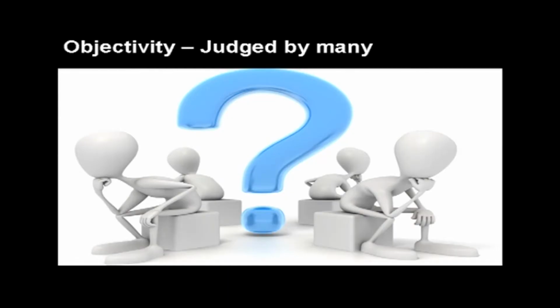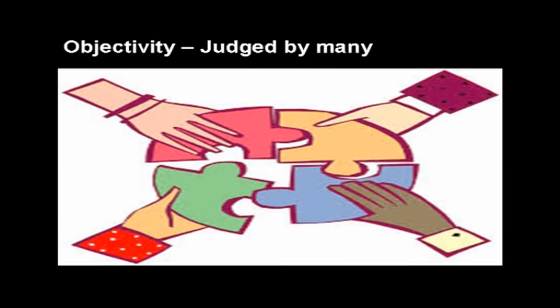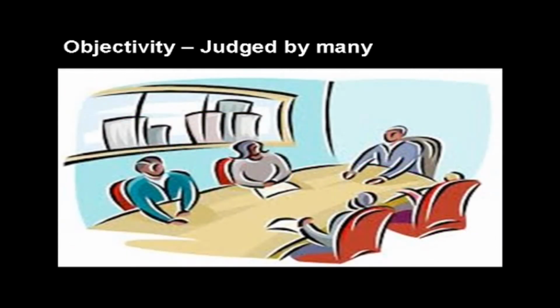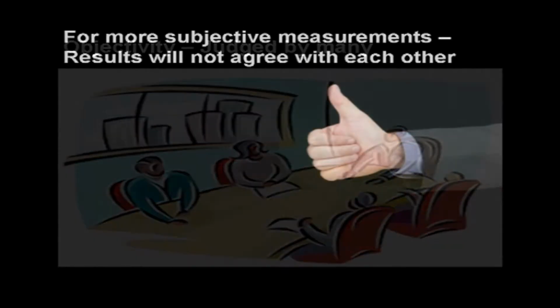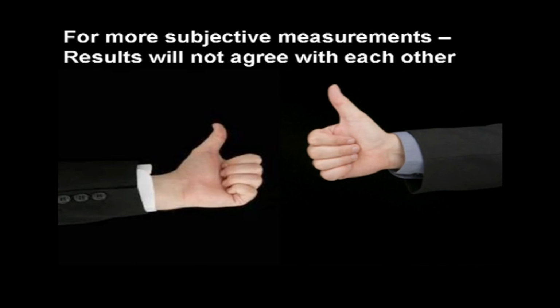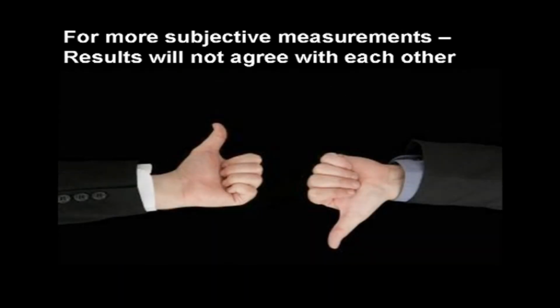The objectivity of agreement between the final scores of the research may be judged by more than one independent observer. In the case of more subjective measurement, the final evaluation and report of different observers will not agree with each other.